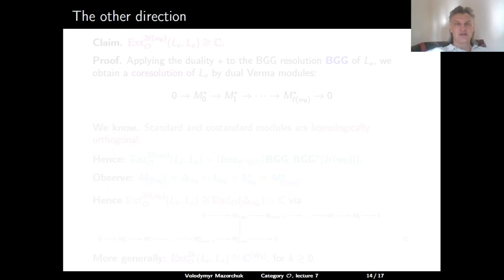For the other direction, we will use the BGG resolution. We claim that the trivial module L(e) has projective dimension twice the length of w0. More explicitly, we claim that the Ext of degree twice the length of w0 from L(e) to itself is non-zero, namely it has dimension 1.